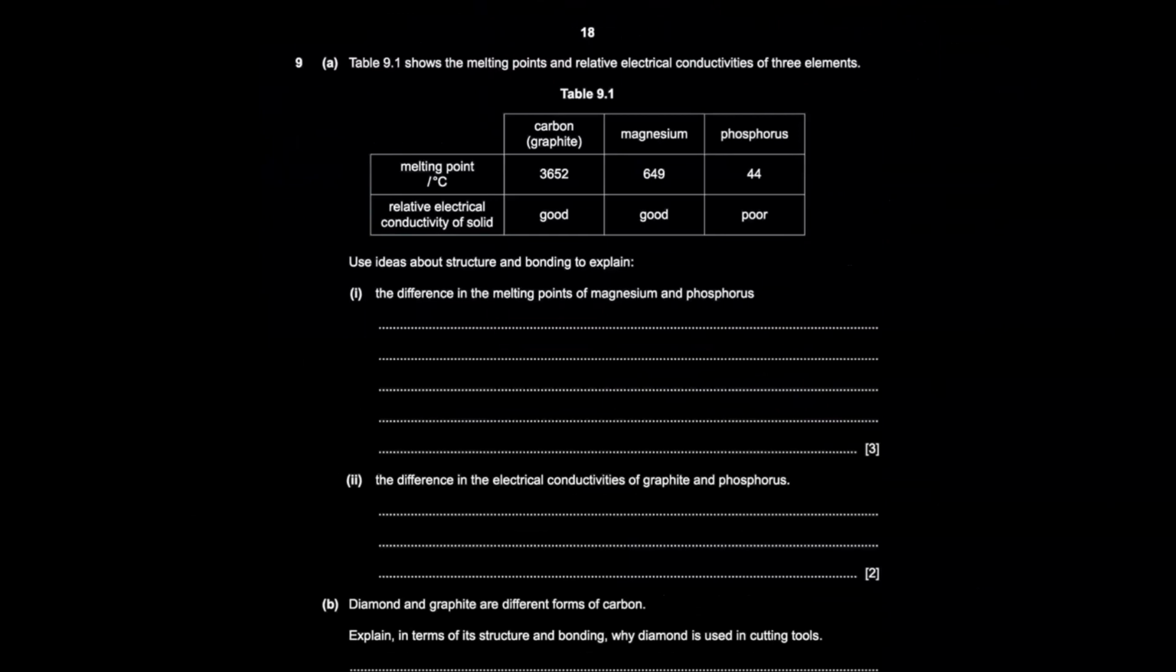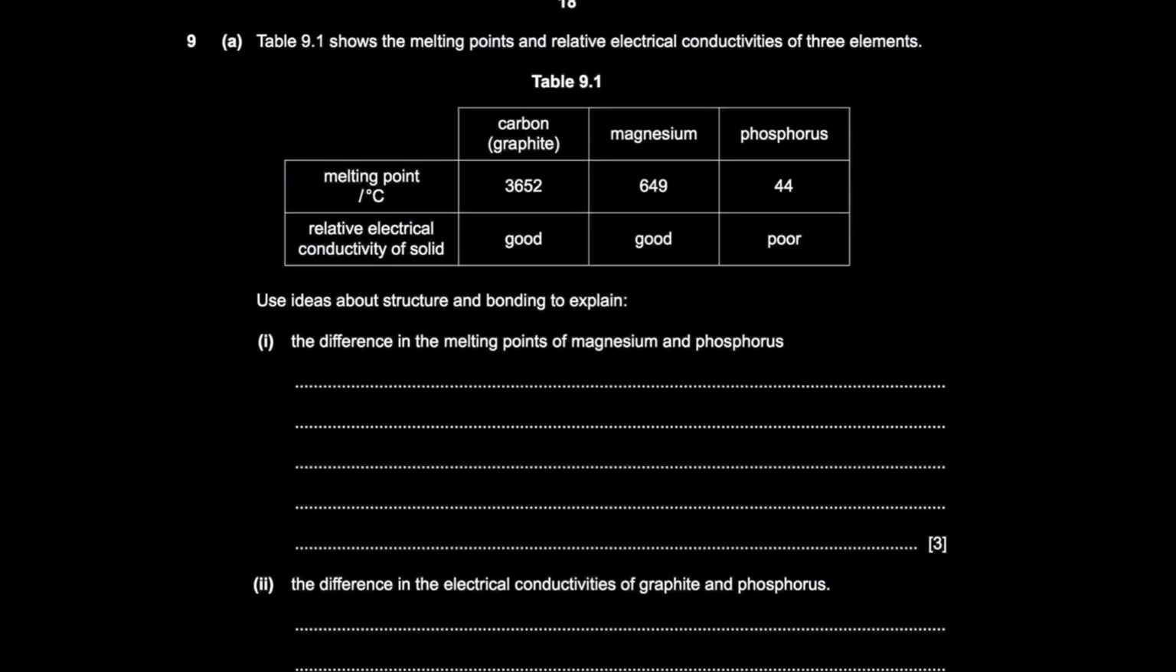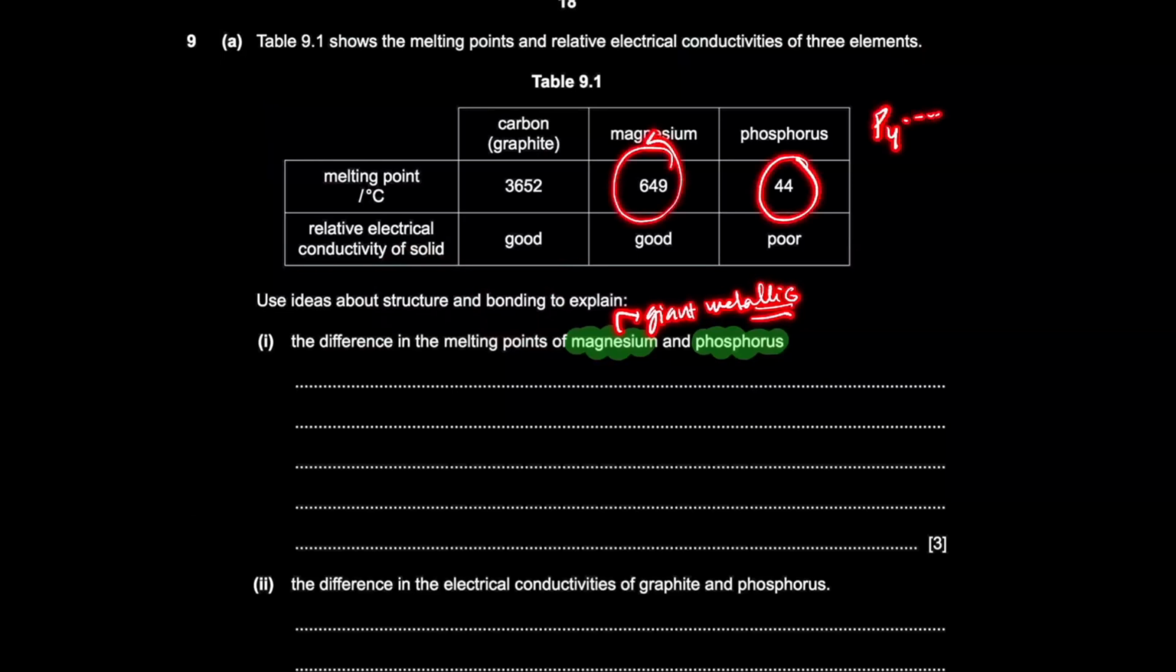Table 9.1 shows the melting points and relative electrical conductivities of three elements. Use ideas about structure and bonding to explain the difference in melting points of magnesium and phosphorus. Now remember, magnesium has a giant metallic lattice. So you have strong metallic bonds that have to be broken in order to melt it, hence the higher melting point. Phosphorus has a low melting point because it's simple molecular.